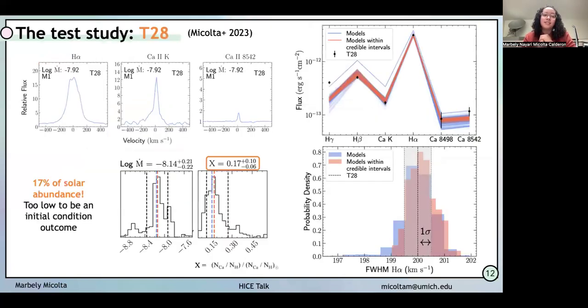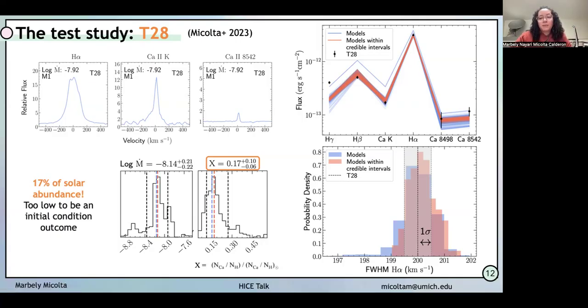And we ran a test study for T28. That is the star that I compared before, but I have here a reminder of how the profiles look. Very strong H-alpha, very weak calcium. And we found, first of all, a very nice result: we could reproduce all the fluxes of the lines simultaneously, and the equivalent width of H-alpha at the same time.